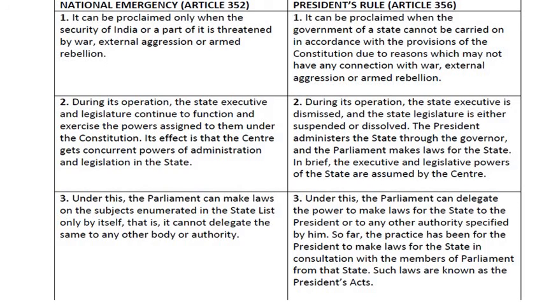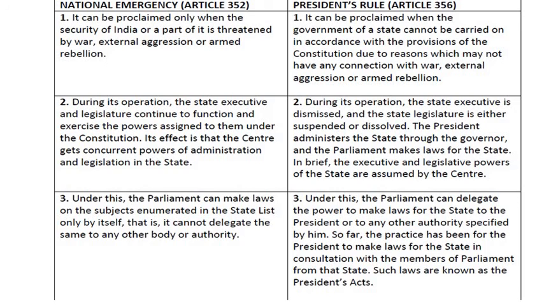But in the presidential rule, during its operation the state executive is dismissed and the state legislature is either suspended or dissolved. The president administers the state through the governor and the parliament makes laws for the state. In brief, the executive and legislative powers of the state are assumed by the center.